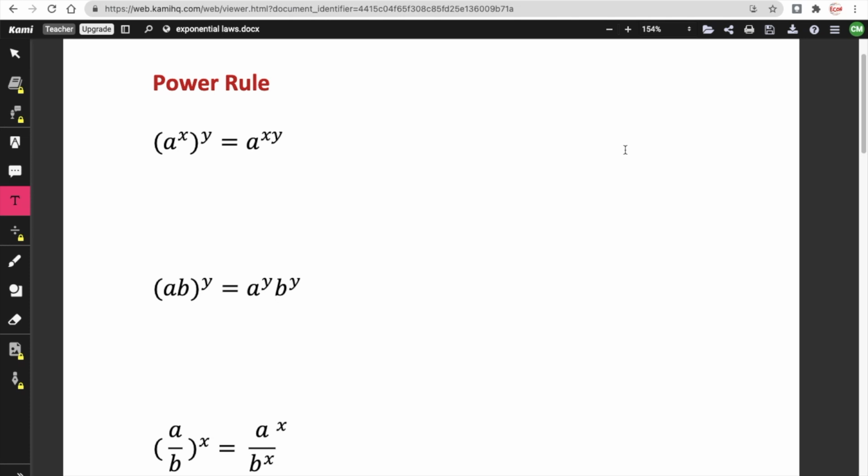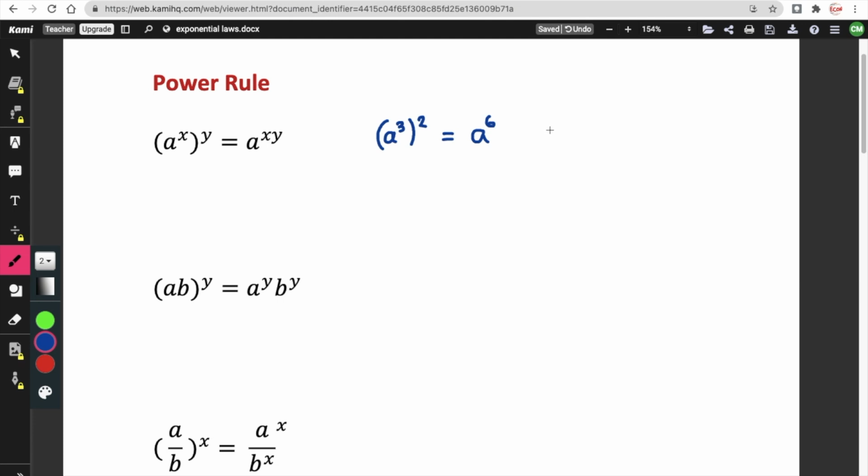The power rule. There are three different items that you can see on the screen. If you see a base that has an exponent and it is enclosed in parentheses like this, you just need to multiply the two exponents. Like let's say if I give you an example, a raised to the 3, multiplied by an exponent value of 2, then this is just a raised to the 6.